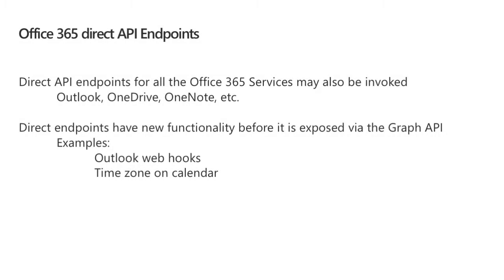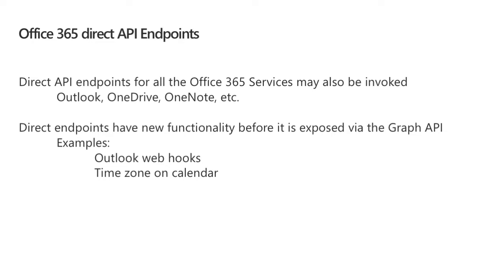Office 365 has some direct API endpoints, and this is for all the different services that you may invoke, things like Outlook or OneDrive or OneNote. Direct endpoints have new functionality before it's going to be exposed to the Microsoft Graph API. That would include things like Outlook webhooks or time zones on a calendar. The direct endpoints are going to get those first.